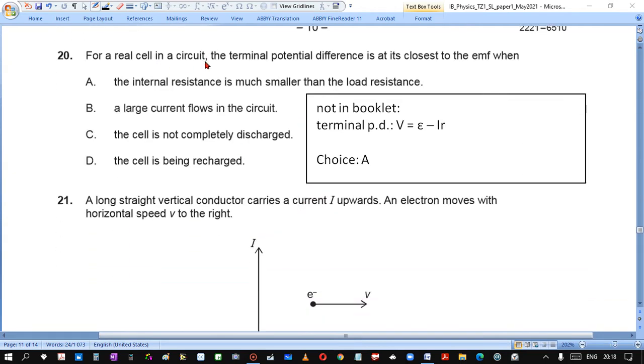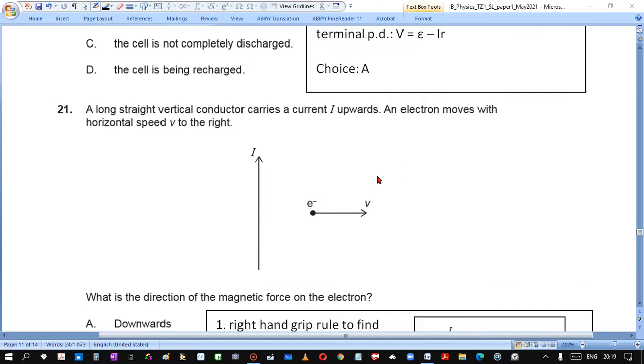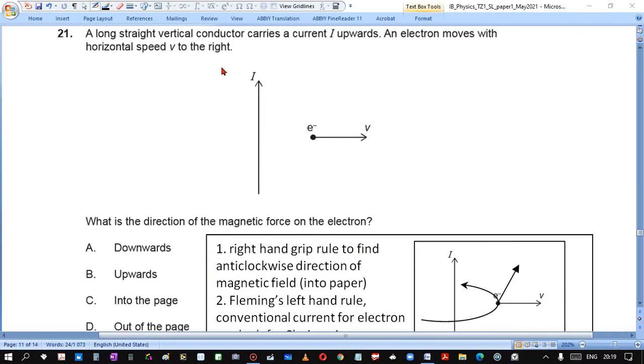For a real cell in a circuit, the terminal potential difference is at its closest to the EMF when the internal resistance is much smaller than the load resistance. Note in booklet, terminal potential difference equals EMF minus Ir. So the smaller the internal resistance, the closer is EMF to terminal potential difference. So choice A.